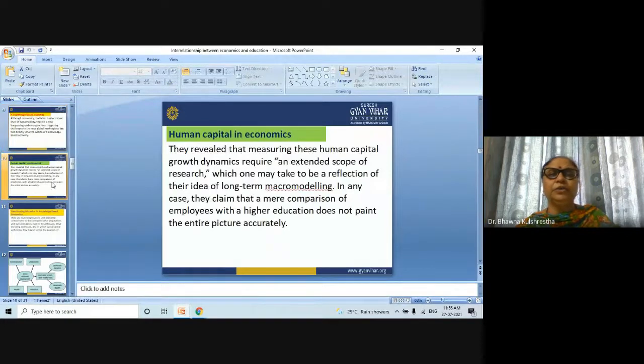And the next is human capital. Human capital in economics, they related that measuring these human capital growth dynamics requires an extended scope of research, which one may take to be a reflection of their idea. So, long term macro modeling, in any case, they claim that a mere comparison of employees with the higher education does not paint the entire picture accurately.